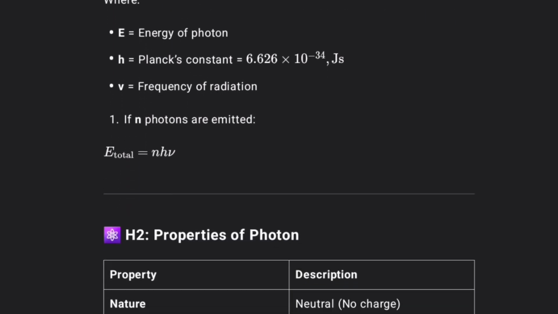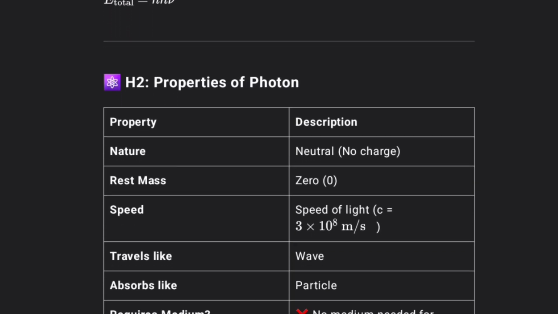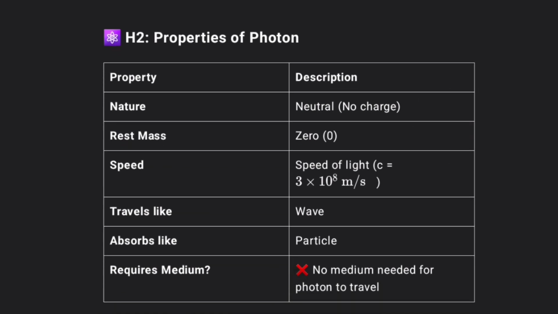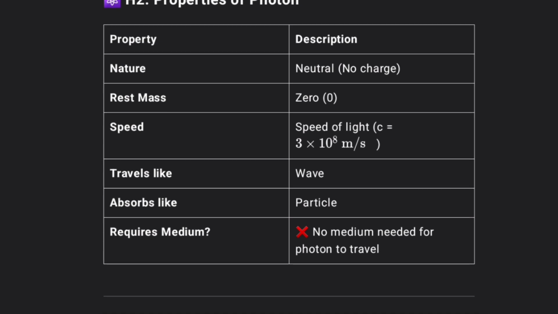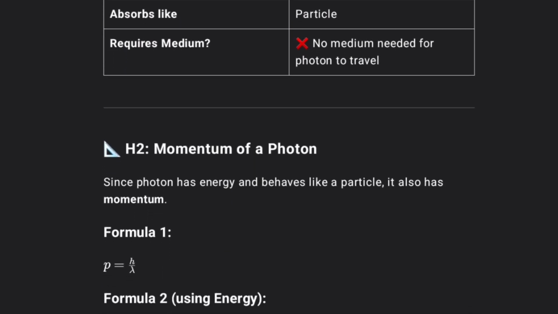Properties of a photon. It is particle-like, neutral with no charge, and has zero rest mass. Its speed is the speed of light, 3 times 10 to the 8 meters per second. It travels like a wave and is absorbed like a particle. No medium is needed for a photon to travel. Next, the momentum of a photon.